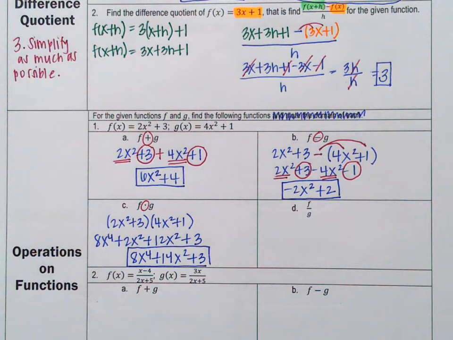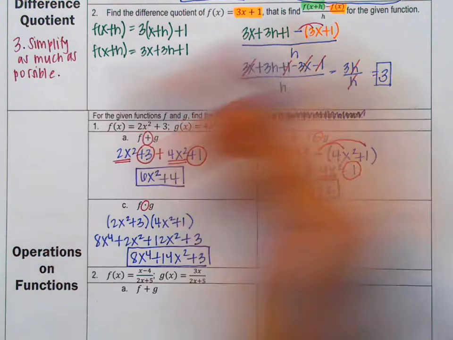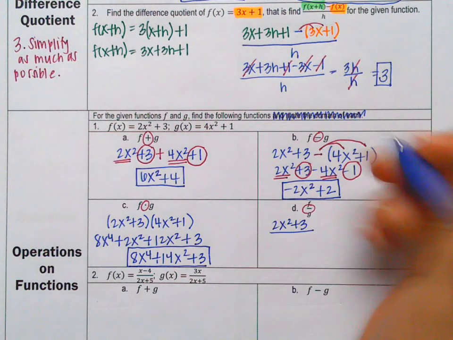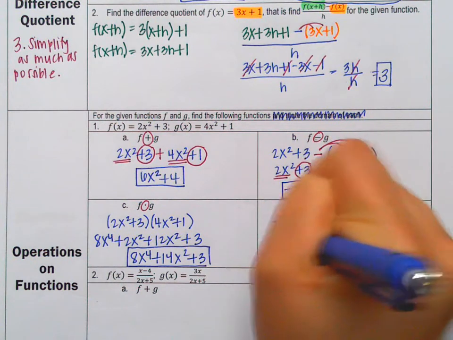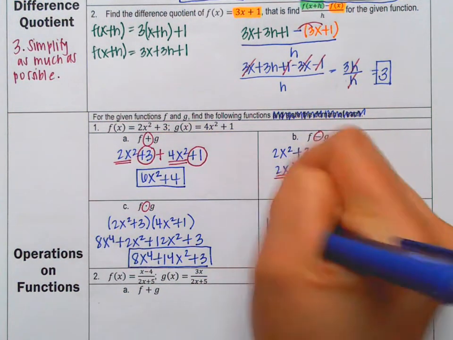Okay, now last operation is dividing. So it's saying f, which is 2x squared plus 3, divided by 4x squared plus 1. Can I factor the top? 2x squared plus 3. No. Can I factor the bottom? 4x squared plus 1. No. That's all I can do. That is my answer. Oh, that's exciting.